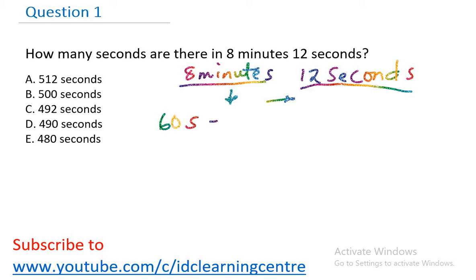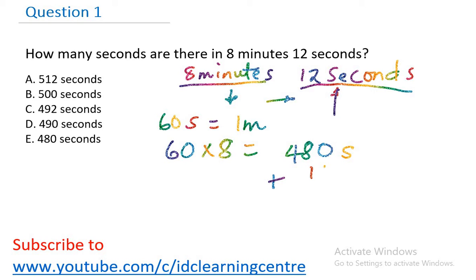60 seconds will give you 1 minute. So to change minutes to seconds, you multiply by 60. 60 times 8 will give us 8 times 0 is 0, 8 times 6 is 48. That gives us 480. This is now in seconds, plus this 12 seconds. 2 plus 0 is 2, 8 plus 1 is 9, bring down your 4. The answer is 492 seconds.